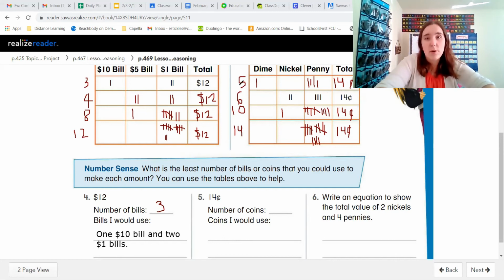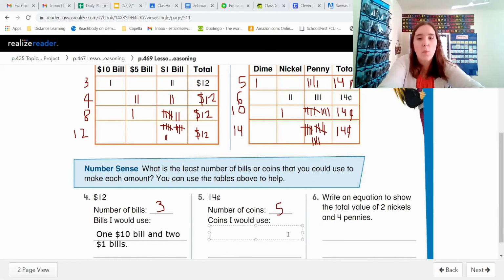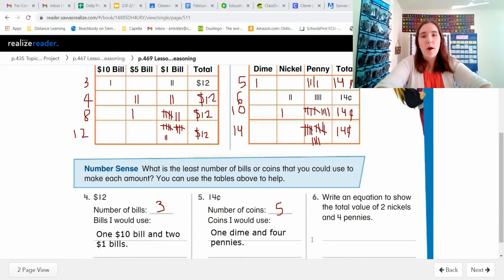So my least number of coins I could use would be 5 coins. And this is what I would use. I would use 1 dime and 4 pennies. Okay, just like that. And that's how I would make 14 cents. We're gonna go ahead and turn the page and do 2 more quick problems.